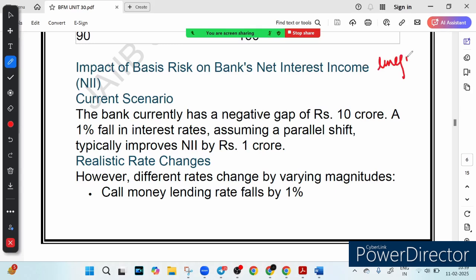So let's take an example. Suppose I take unequal increase. The loan rate rises by 1.5% while the deposit rate rises by 2%. So this is an unequal change. So in this case, what will happen? The profit will shrink because deposit cost increases more than the loan earning, right?